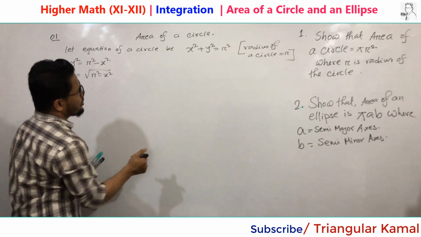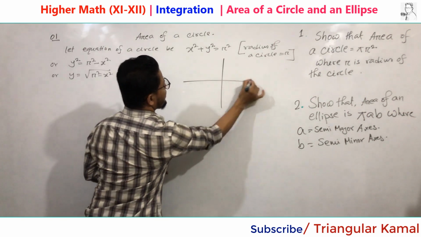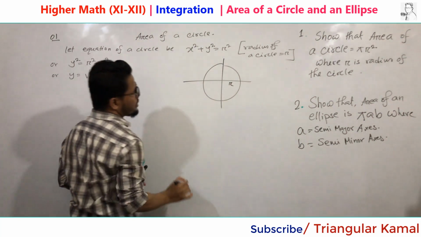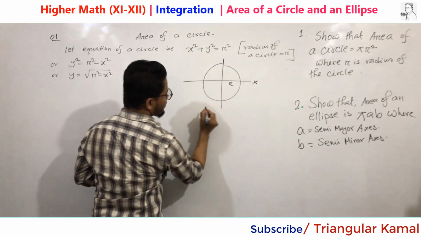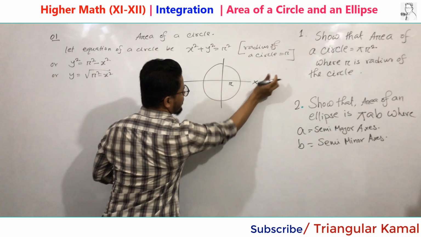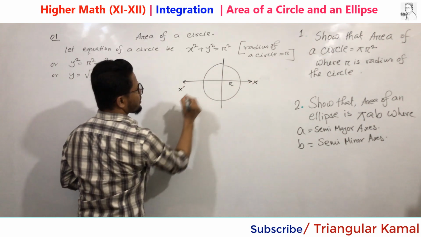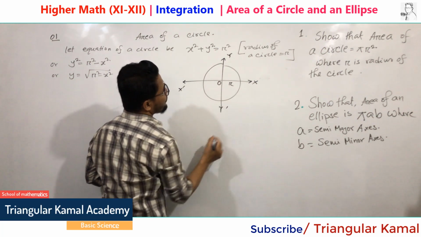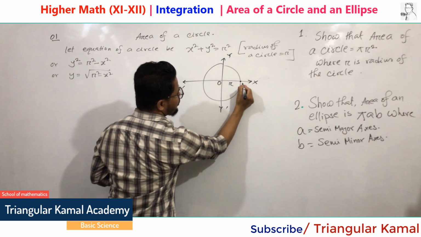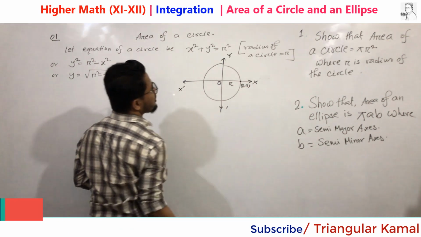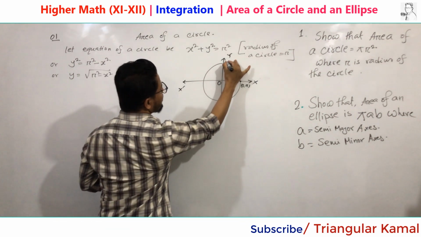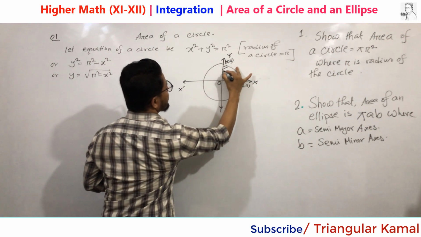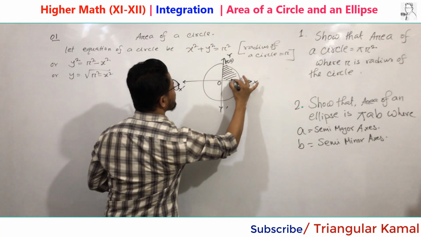So now draw a figure like this. This one is the equation of a circle whose radius is r. Consider this is the x positive side, and this is the negative side of the x axis, and the upper side is y positive and the lower side y negative, and this is 0. So this point is 0, r, using coordinate geometry, and we can also write here this one will be r, 0.